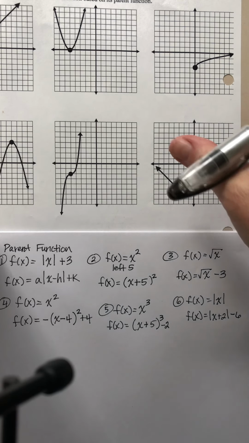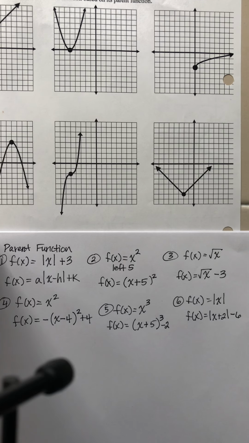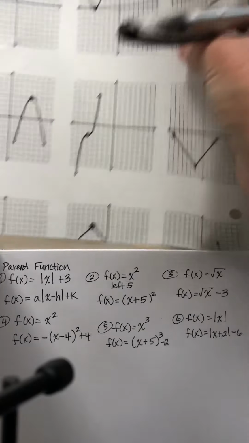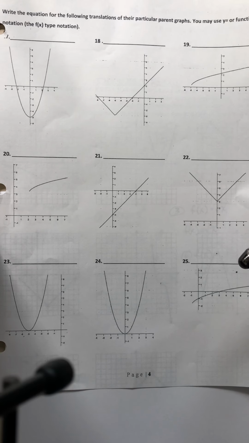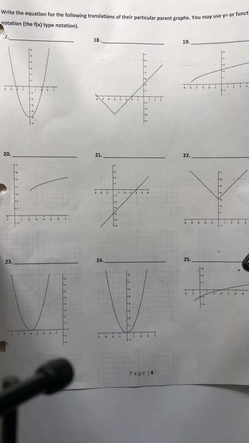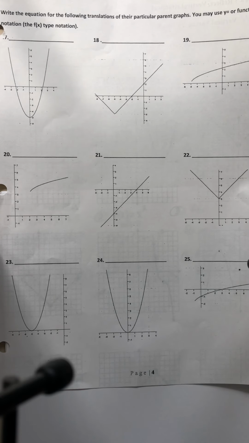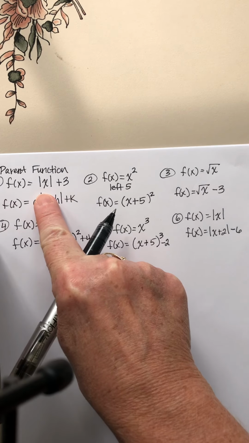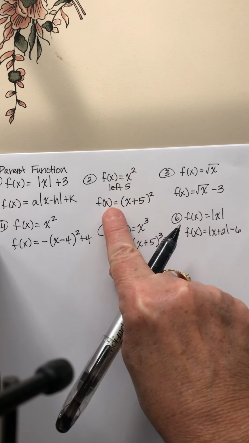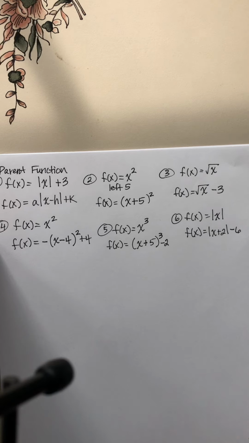Now, the assignment that you have, let me find it. Yeah, here it is, the other side of it. So you're going to basically do the same thing. You're going to do exactly like I did in the video and write the equation. Don't worry about any stretches or compressions. Just go ahead and do like I did with writing the parent function first and then writing the equation with the transformations.